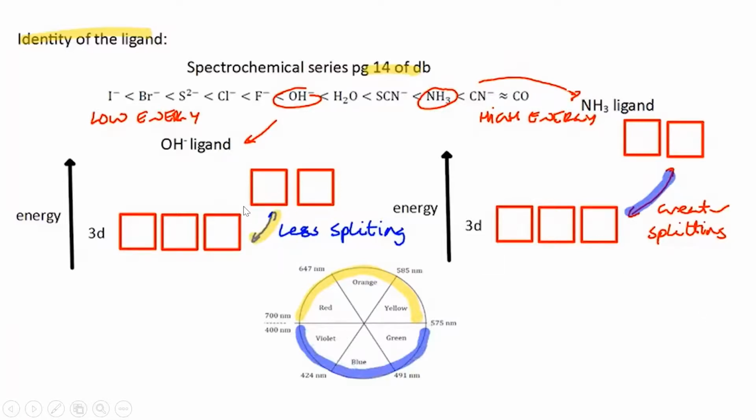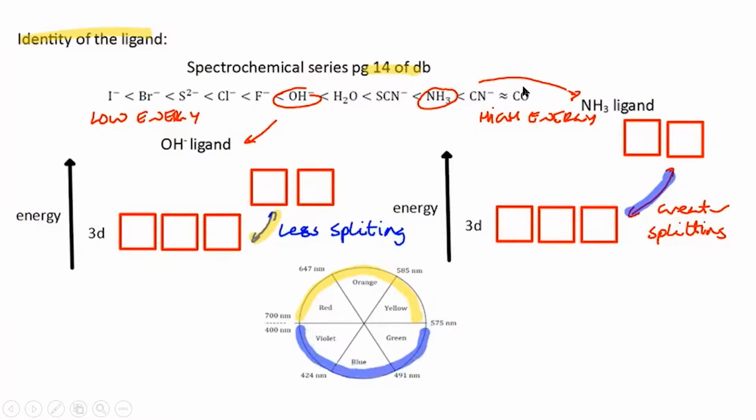So with cyanide, it was probably like here. And then with this mystery one, I'm going up even higher. But from this spectrochemical series, I'm also asking you what is the identity of the mystery ligand. The only thing that's higher than cyanide on this list is carbon monoxide, CO. That's the only one that could possibly fit this description of a mystery ligand.